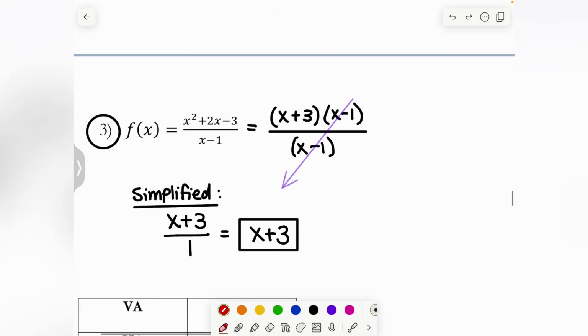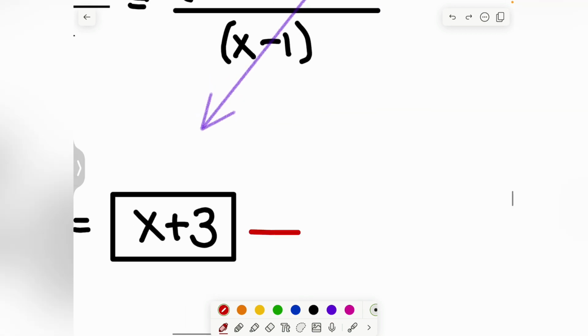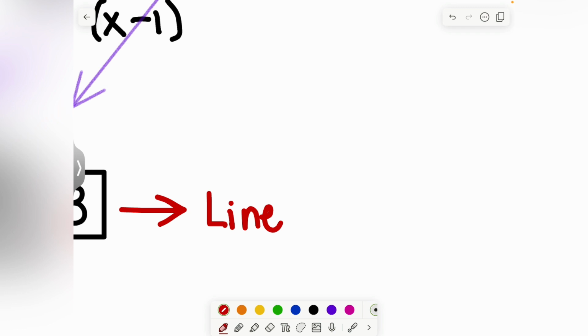So when I factor and I cancel and the leftover piece is on the top and there is nothing left on the bottom, therefore a 1, what we actually have is no longer a rational function. It's actually a line, like a linear equation, like y equals mx plus b. It is a line and it has a hole.